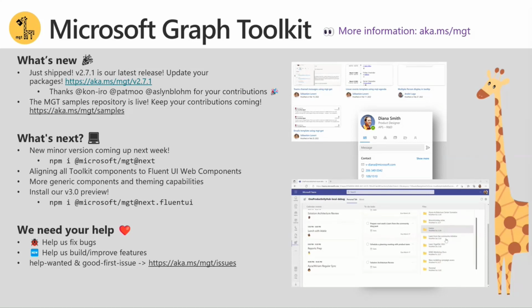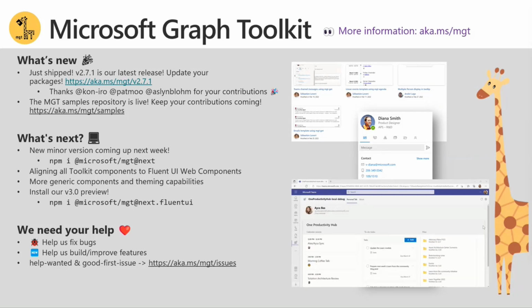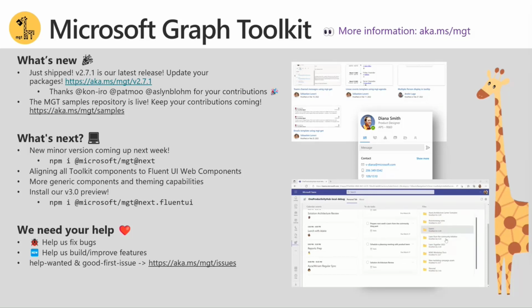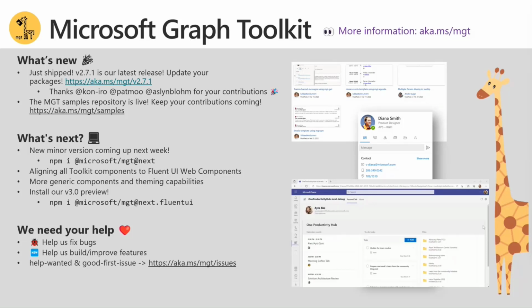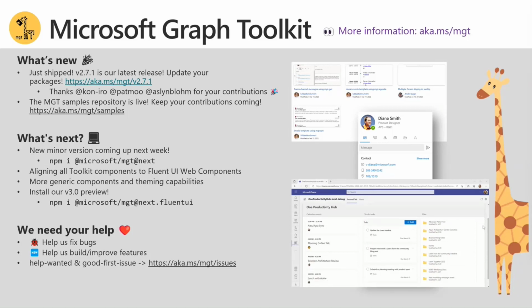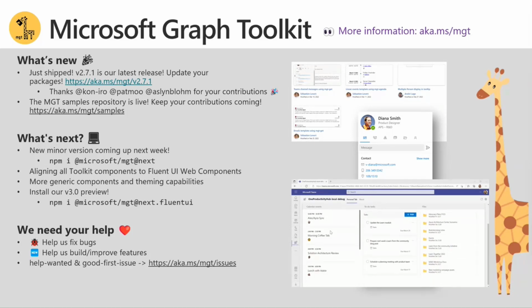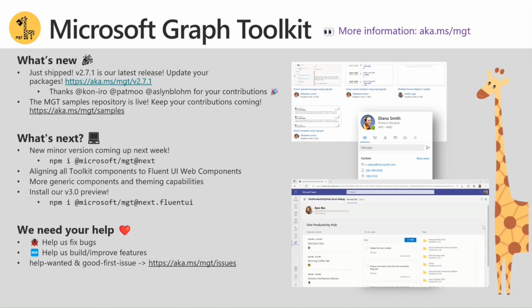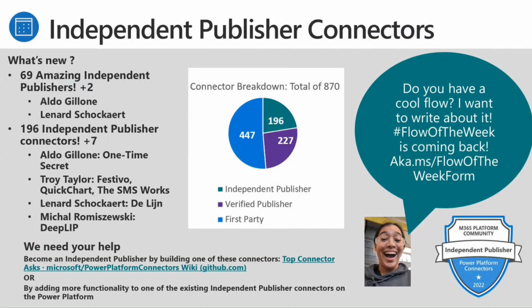What's next? New minor version coming up next week, aligning all Toolkit components to Fluent UI, more generic component and theming capabilities, and you can always install the 3.0 preview. You can always get more involved in the issues. Those are wonderful ways to get involved. Those count too, even if it's documentation. There is no small contribution. They all are large and helpful. So check out aka.ms/mgt/samples. Now let's move into independent publisher connectors with Joss.